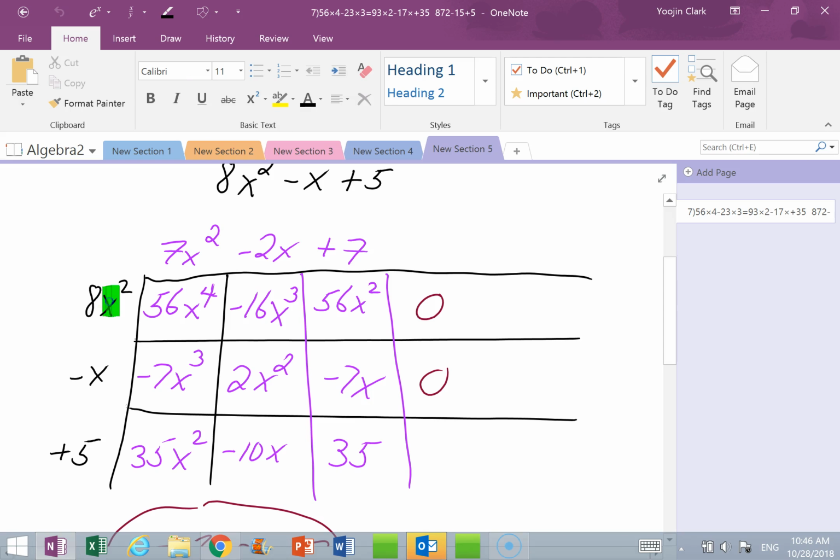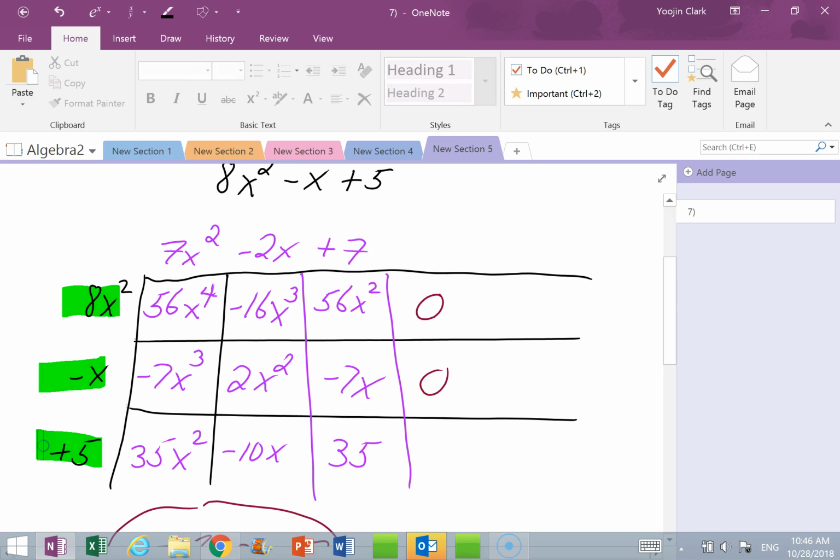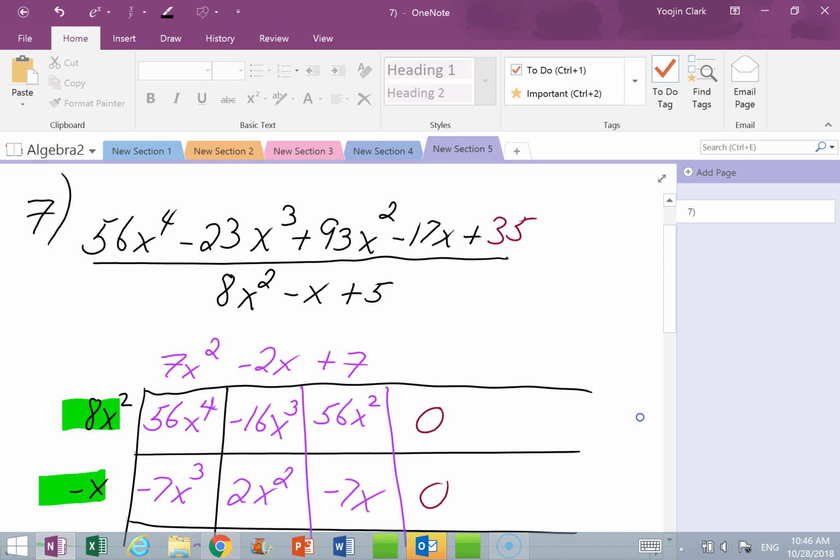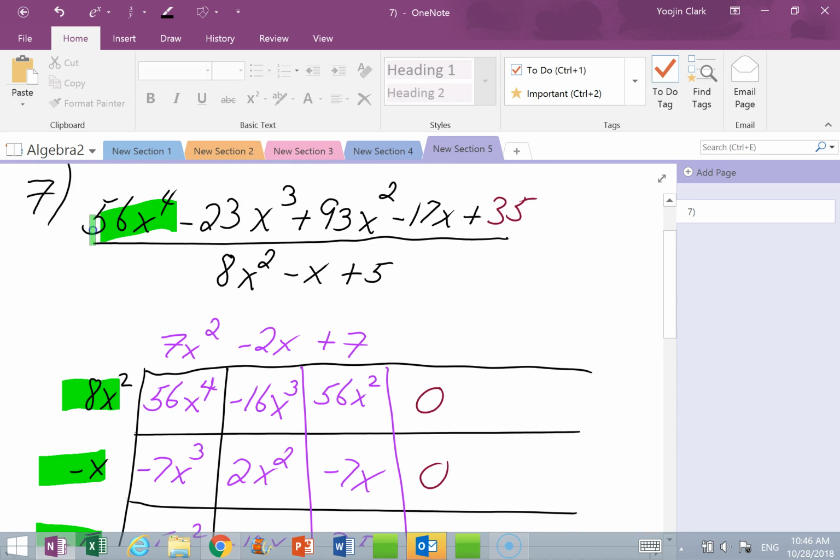You write the divisor here. There you go. It doesn't work up and down very well for the highlighter. Then you take the first term and write that in the box here. Alright, now you have to say, how many times does 8x squared go into 56x to the 4th? Well, you have to go through your head.